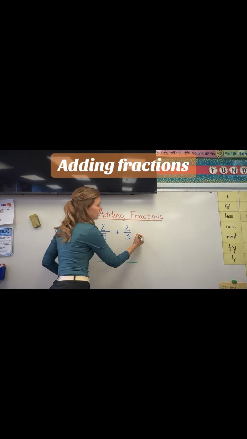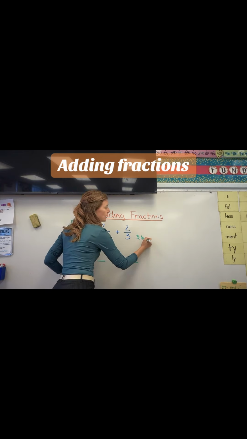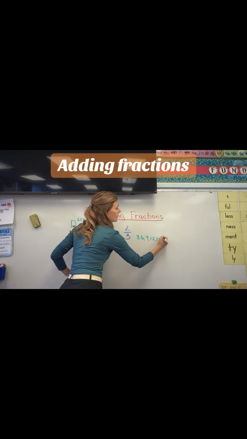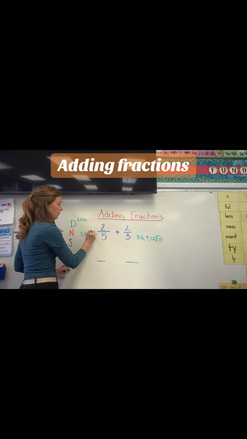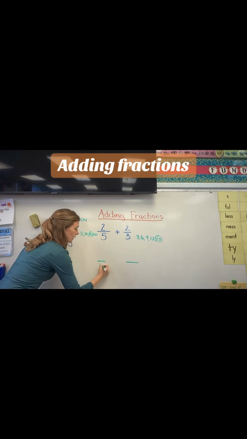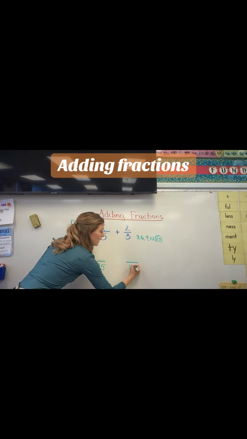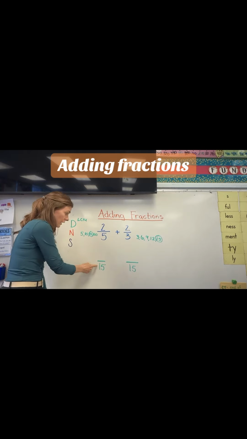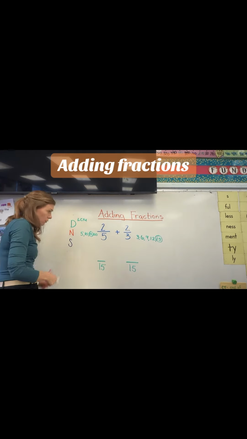Do the same thing over here. 3 times 1 is 3, 3 times 2 is 6, 3 times 3 is 9, 3 times 4 is 12, 3 times 5 is 15. There I have it. My least common multiple is 15. Now that I have the same denominator, I have to work on the numerators. Whatever I did to my denominator to get 15, I have to do to my numerator.